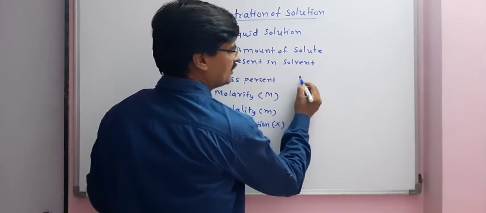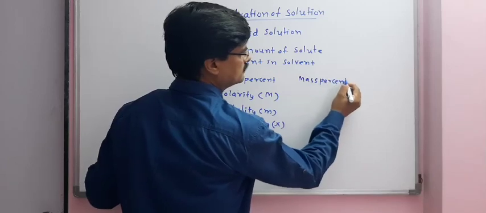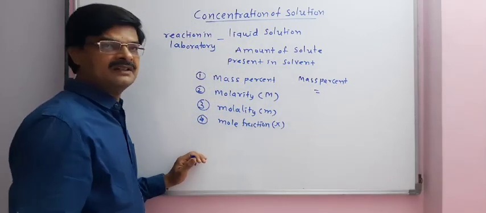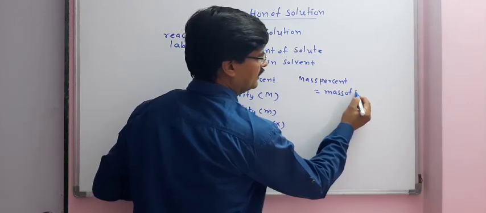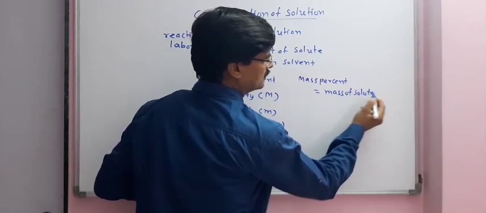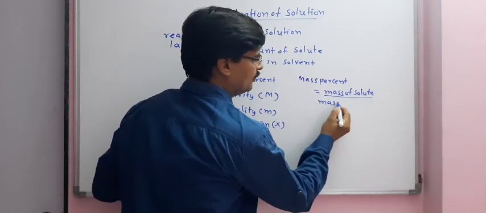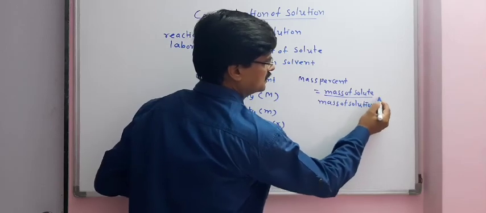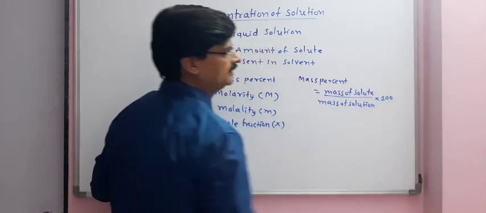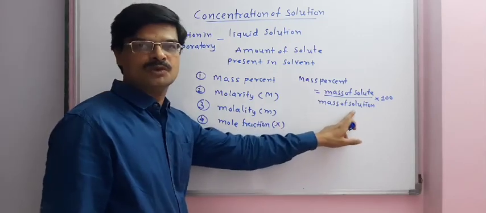To study the mass percent, mass percent is equal to mass of solute upon mass of solution into 100. Mass of solute divided by mass of solution into 100.